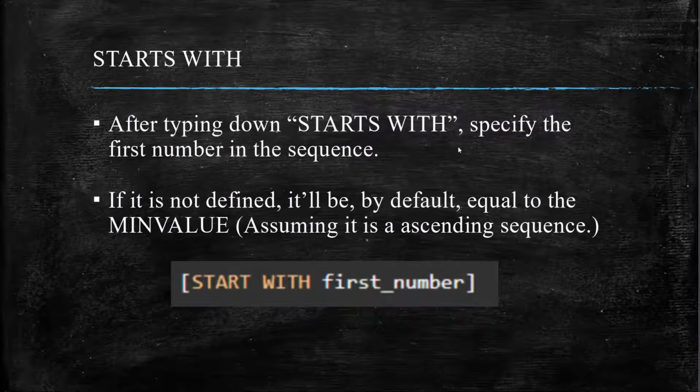The next thing to specify is the first number in our sequence, and we do that by typing down start with, then specifying the first number. If it's not defined, it will be by default equal to the minimum value. Of course, I'm saying that by assuming that the sequence is in ascending order. If it's in descending order, then by default it's gonna be equal to the maximum value instead.